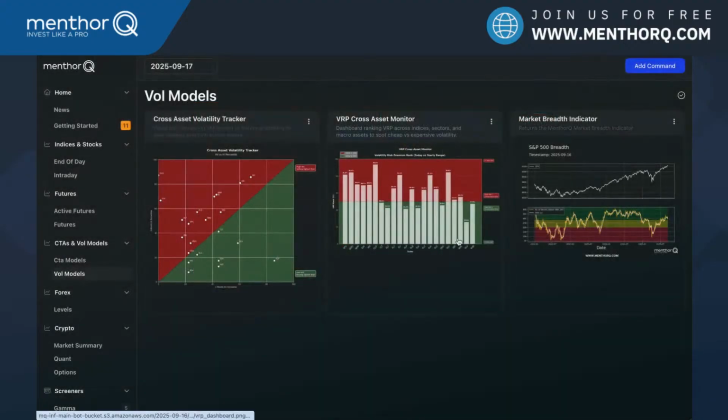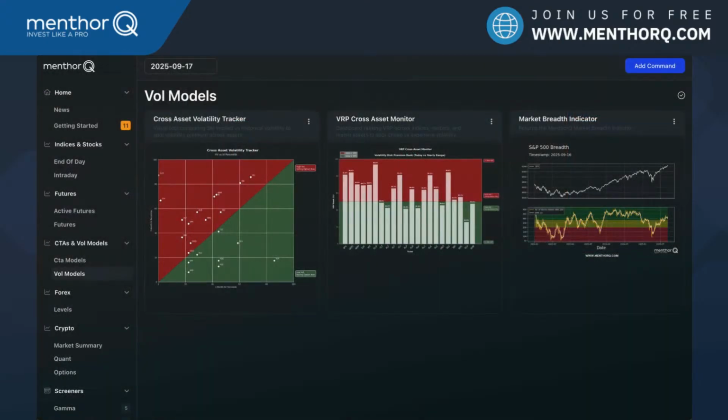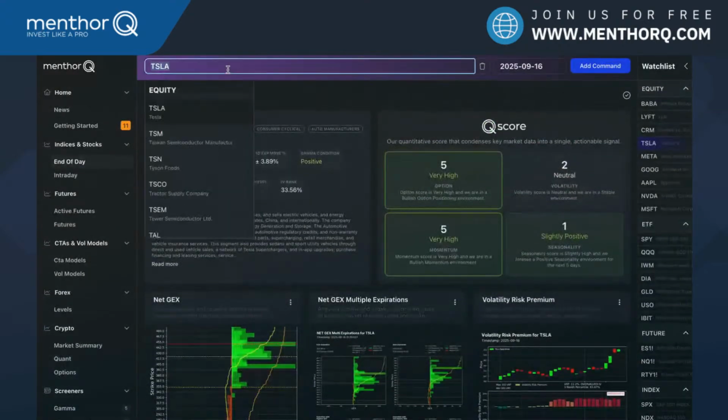Then we can look at, for example, the volatility risk premium. So we can also see that the volatility risk premium of GLD over the past year is actually almost at the 100 percentile range. So the volatility risk premium for gold, or GLD, is actually very high, right? So now what we can do is we can go back to our dashboard and let's actually go into GLD.